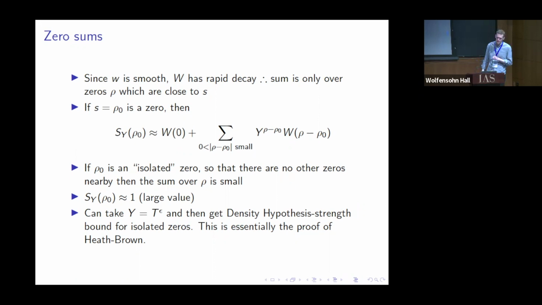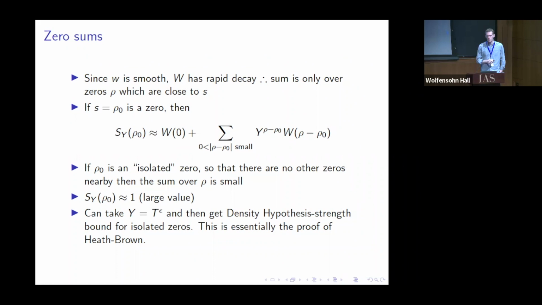And then this technique of taking powers to get a convenient length is very efficient when I have a short Dirichlet polynomial. So if I could get a short Dirichlet polynomial like this, then I could essentially prove a density hypothesis bound for these kinds of zeros, for these isolated zeros. And this is more or less what Heath-Brown does in this unpublished work I mentioned earlier.